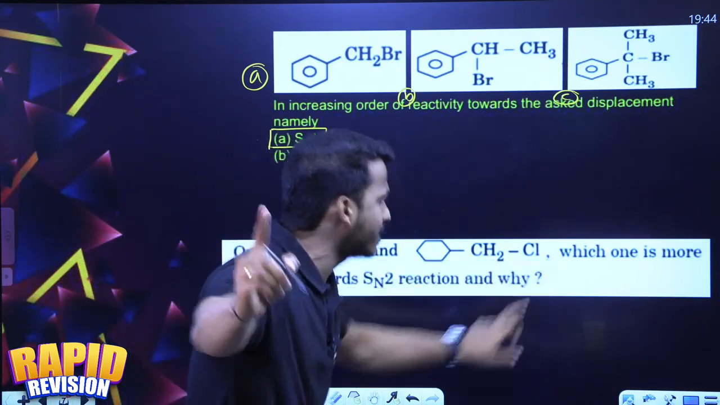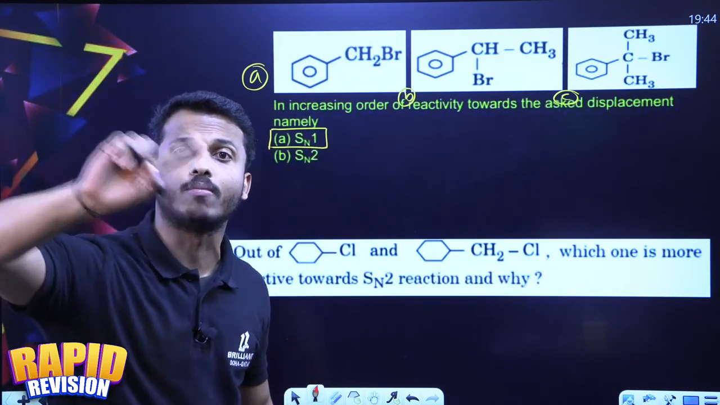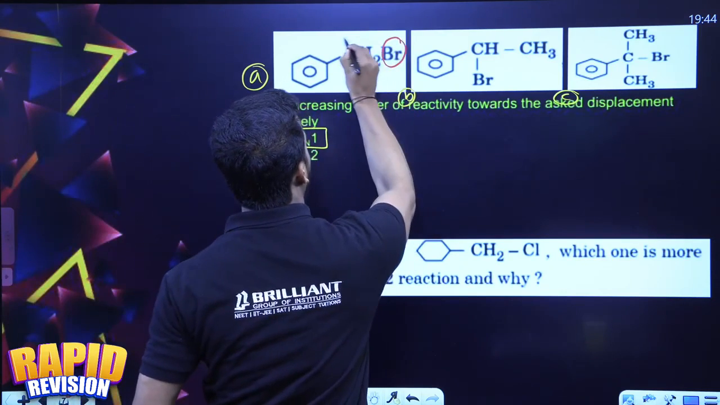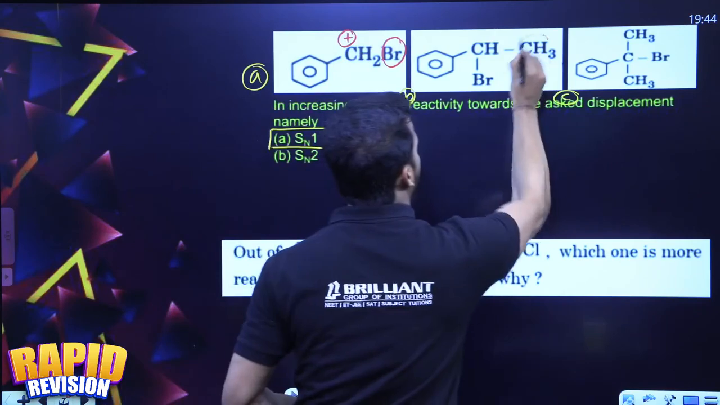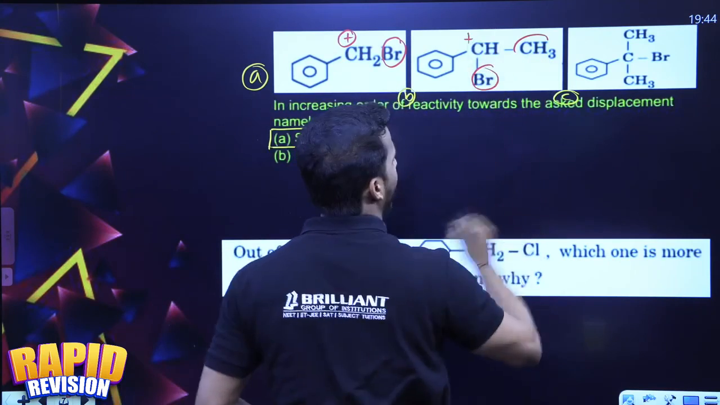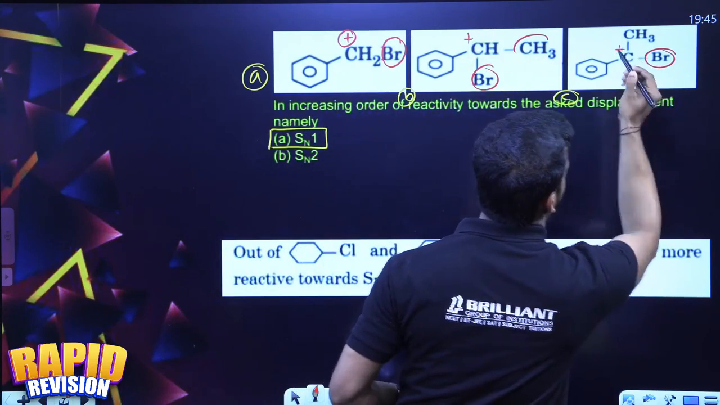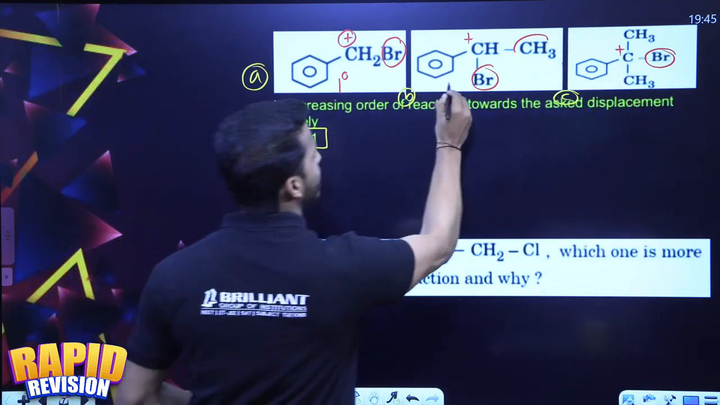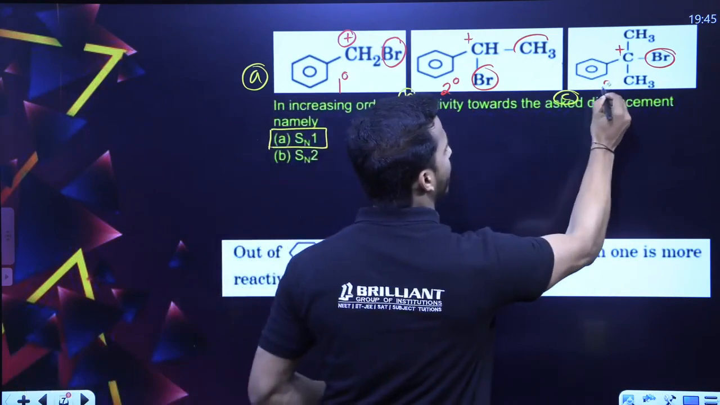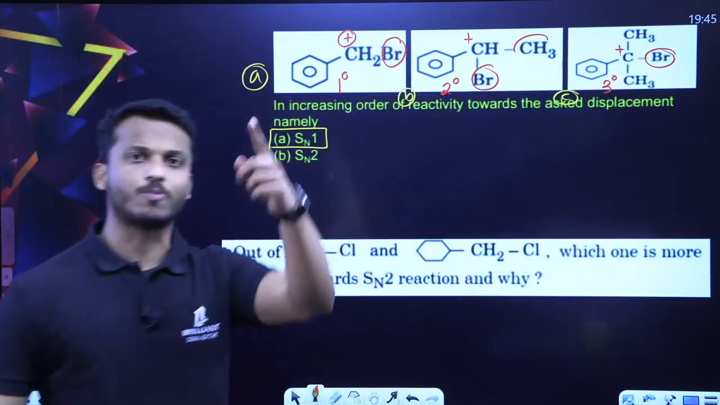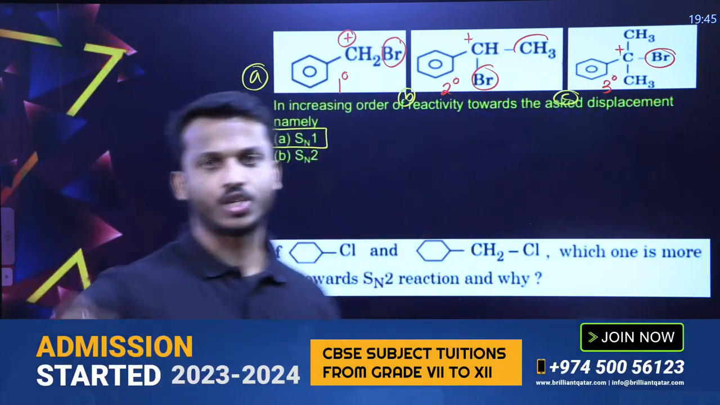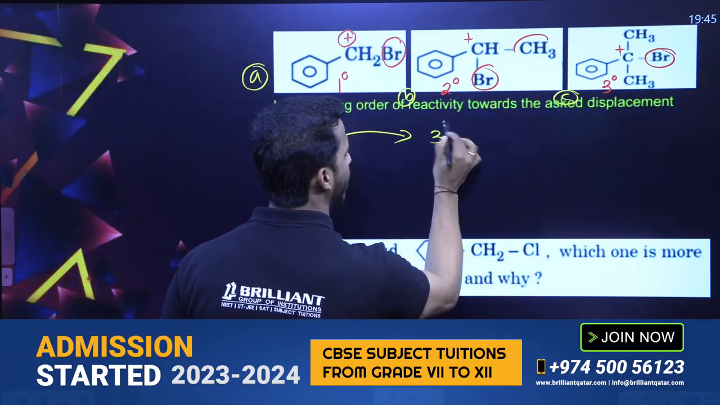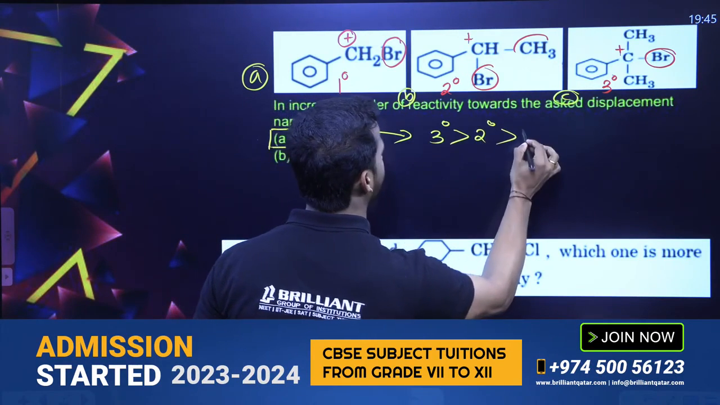If they are asking you SN1 mechanism, first remove the halogen, dear all. Remove the halogen, make a carbocation. Dear all, it's a primary carbocation, it's a secondary carbocation, and it's a tertiary carbocation. You know which is more stable? Yes, which one? Tertiary, right? So the order of the reactivity toward SN1 mechanism is tertiary greater than secondary greater than primary.